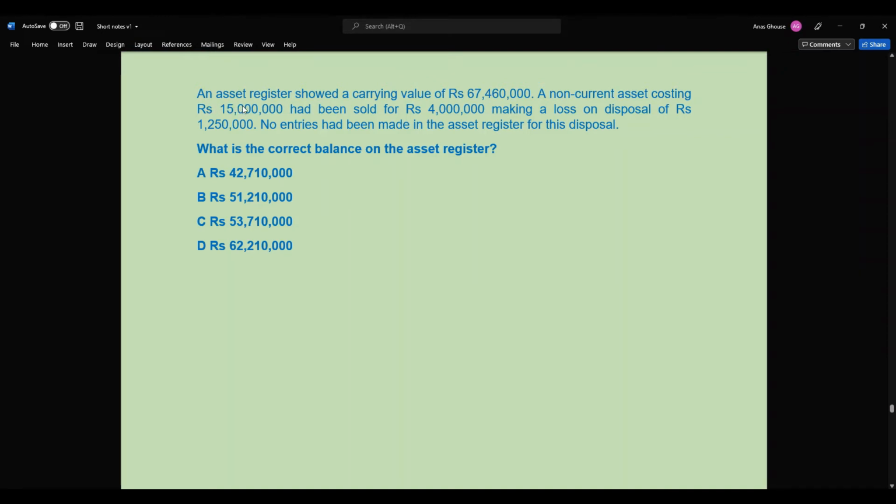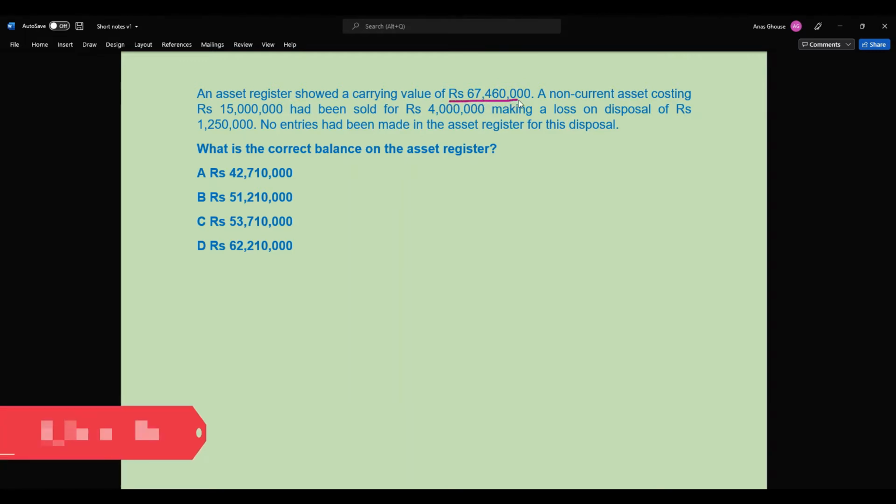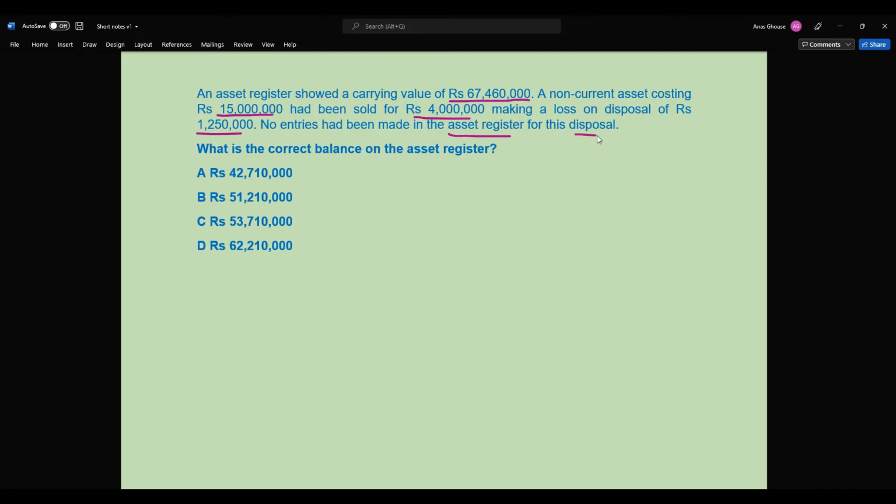Now let's look at this question. An asset register showed a carrying value of 67,460,000. A non-current asset costing 15 million had been sold for 4 million, making a loss on disposal of 1,250,000. No entries had been made in the asset register for this disposal. What is the current balance on the asset register?